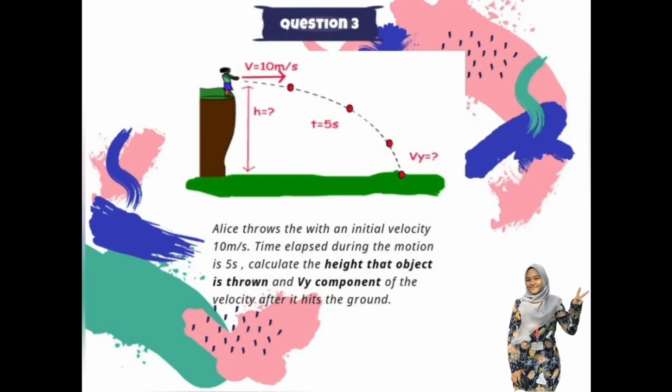Okay, we move to the question 3. Alice throw the ball with an initial velocity 10 meter per second. Time elapsed during the motion is 5 seconds. Calculate the height the object is thrown and Vy component of the velocity after it hits the ground.